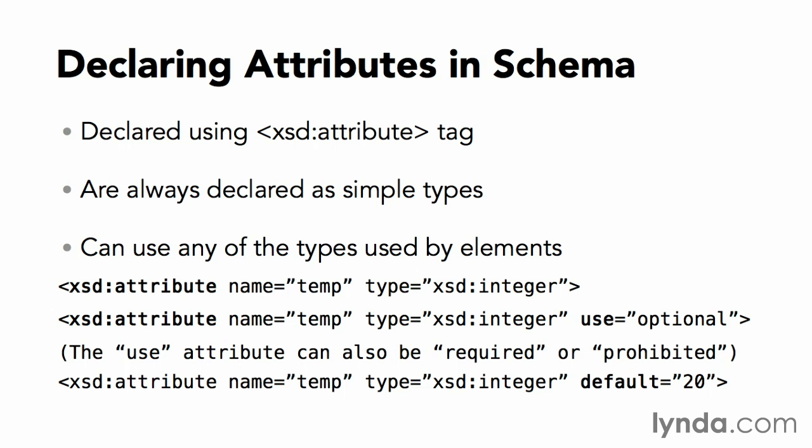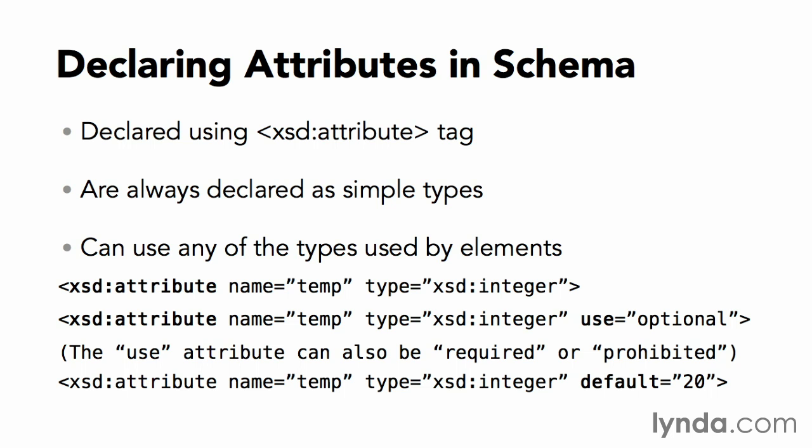And in addition to the name and the type, you can place an attribute called use on your attribute. Use can have one of three values. It can be optional, in which case the attribute can be either included or omitted. It can be required, which means the attribute has to be there, otherwise it's an error. And then there's another value you can use, which is prohibited, which means that the attribute can explicitly not be used in the XML data.